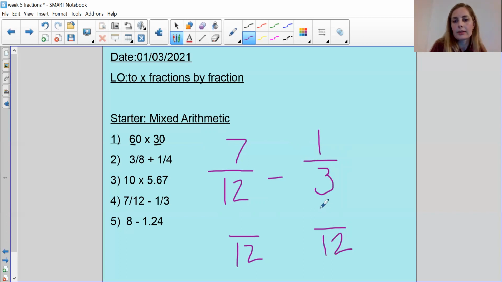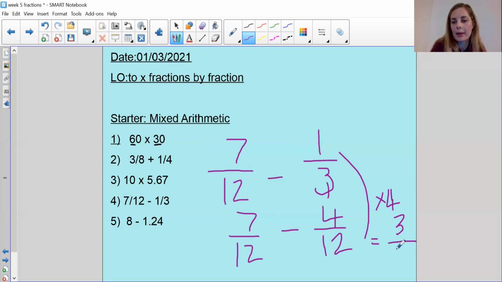Right, now I say, what did I do to 12 to get 12? I did nothing, so I'm going to leave the 7 the same. And what did I do to the 3 to get 12? I times it by 4, so I'm going to times the 1 by 4, which is 4. And now that my bottom numbers are the same, I can simply subtract the top numbers, my numerators, and 7 minus 4 is 3.